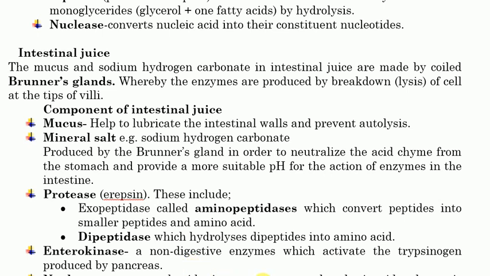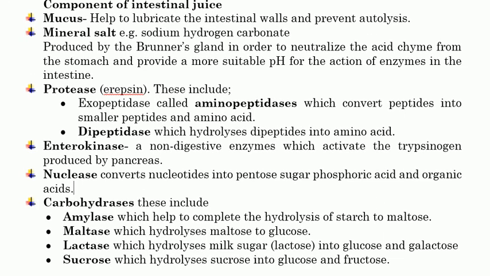And then we have enterokinase. Enterokinase is a non-digestive enzyme which activates the trypsinogen produced by the pancreas. As we discussed earlier in the pancreatic juice, enterokinase is an enzyme which activates trypsin, but it doesn't digest any food. So you see, in the absence of enterokinase, the trypsin could not be activated. And not only trypsin, as we discussed earlier, trypsin converts another protein, which is chymotrypsinogen. So without enterokinase, although it does not digest directly, it is essential.